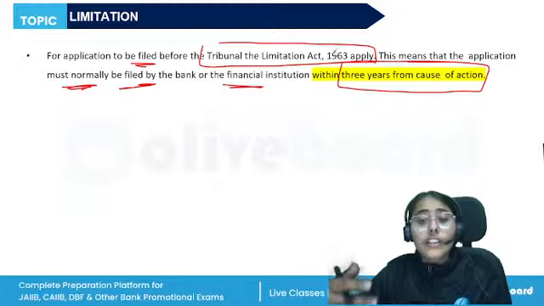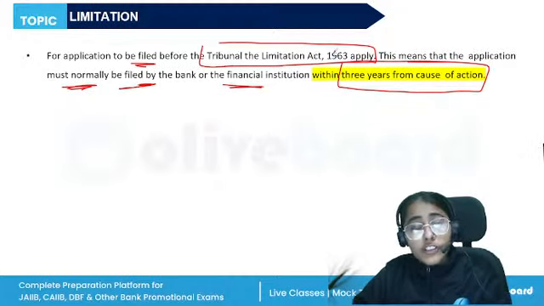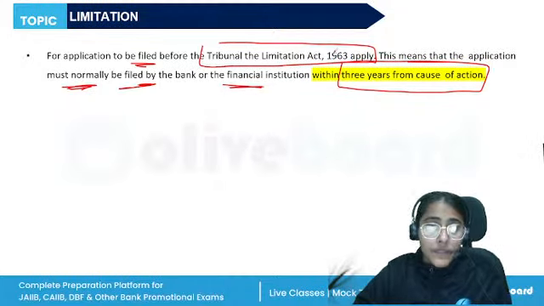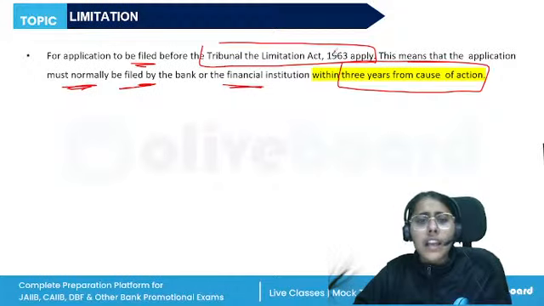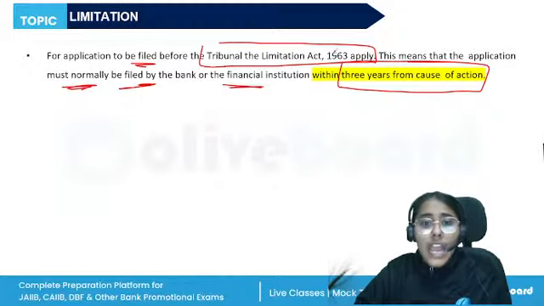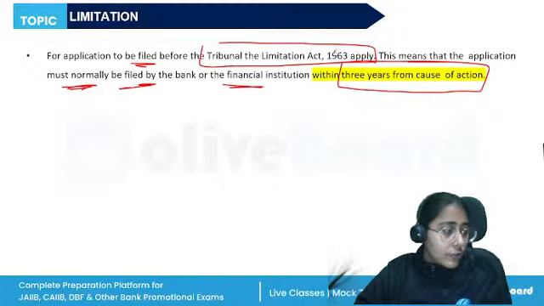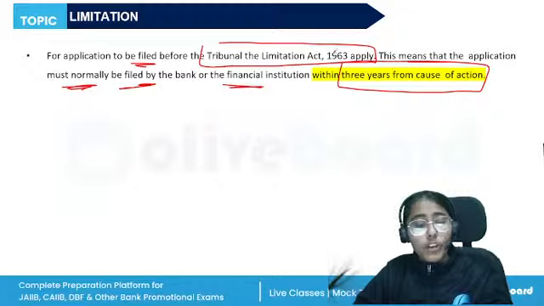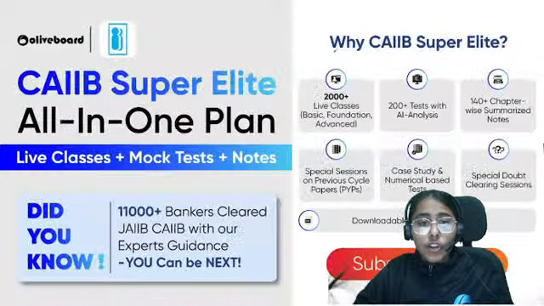Also, the procedure for issuing the recovery certificate, and the provisions for the appeal to the appellate tribunal by paying 50% of the amount determined by the tribunal, which is to be deposited. Again, if the decision taken by the appellate tribunal is in favor of the defendant, then it will be paid back to them, right? And normally within 3 years of the cause of action, the application has to be filed by the bank or the financial institution. These are the important provisions for the procedure of the tribunals. So that is all for today.